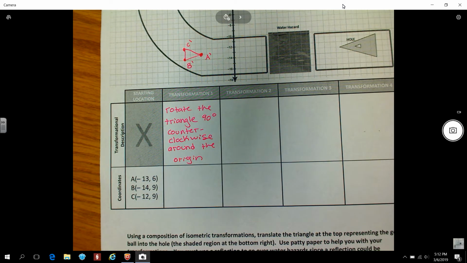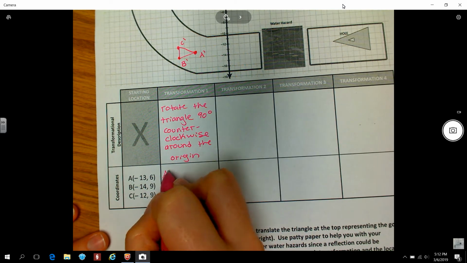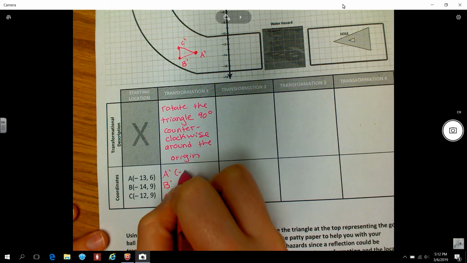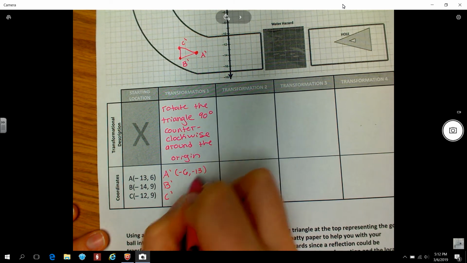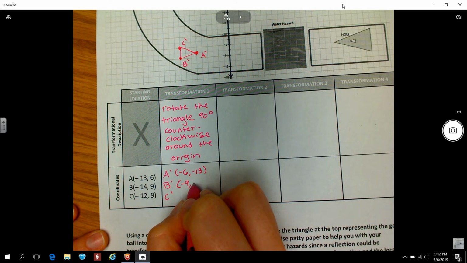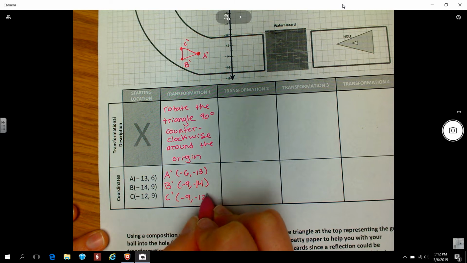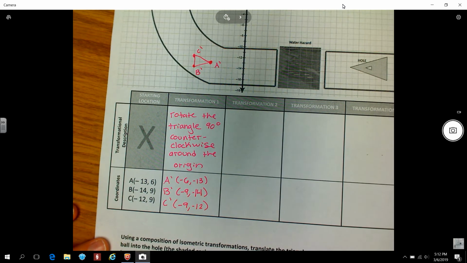So I'm going to include that verbal description. I'm also going to include the new coordinates. So I've got A prime, B prime, and C prime. Oh, 14. And okay, so that's just the coordinates that I came up with when I rotated it.